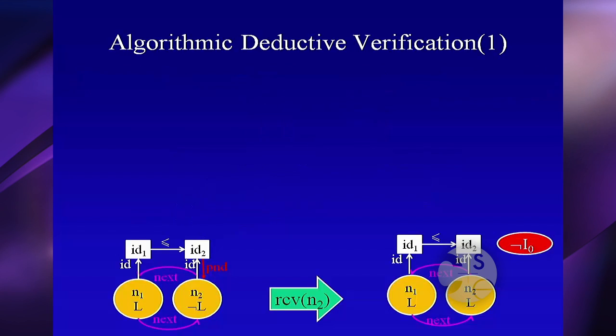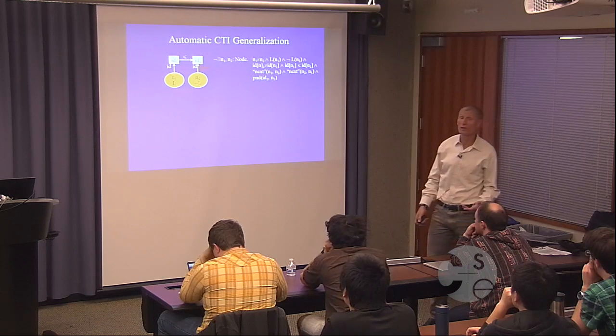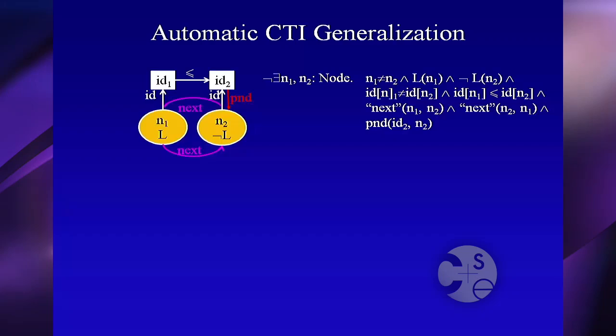Okay, so what's going on here? I have a step, and then I execute it, and the invariant is broken. And what I can do, and that's usually what people do with counterexample-guided refinement, is take this state and negate it. This is called the diagram logic.